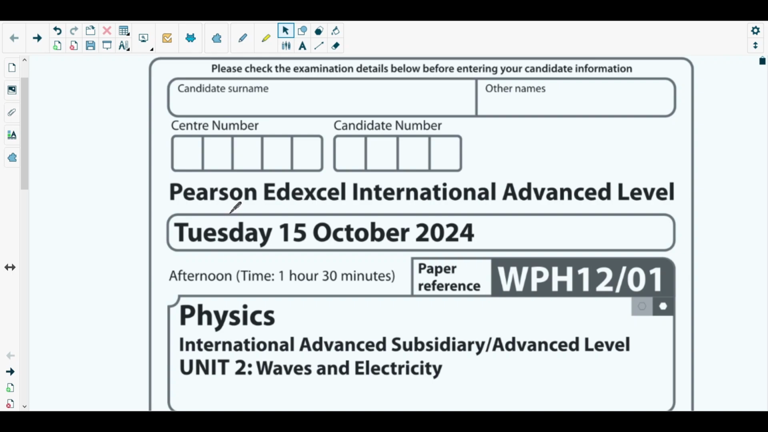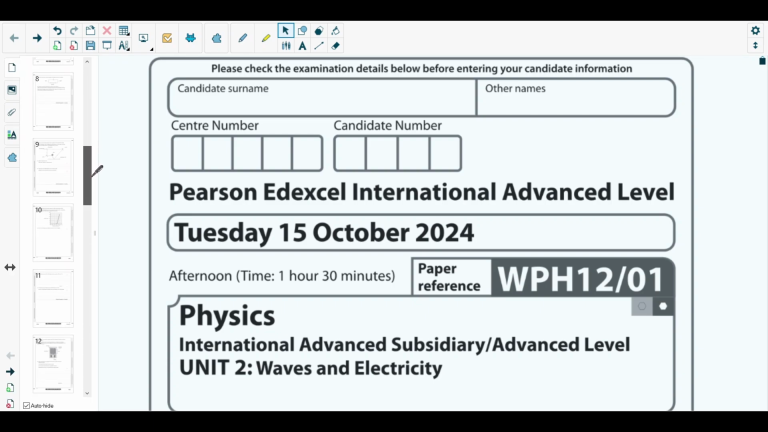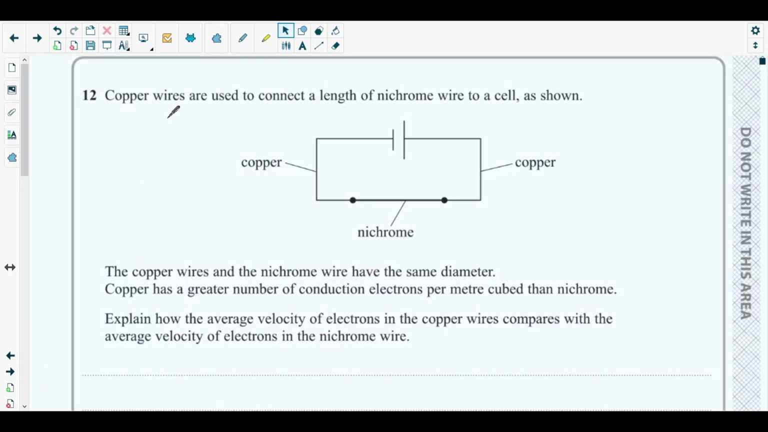In this video, we will be solving question number 12, the second question from section B of the most recent past paper of Physics Unit 2, which is the October 2024 Physics Unit 2 paper. So let's get started with question number 12 of this paper.